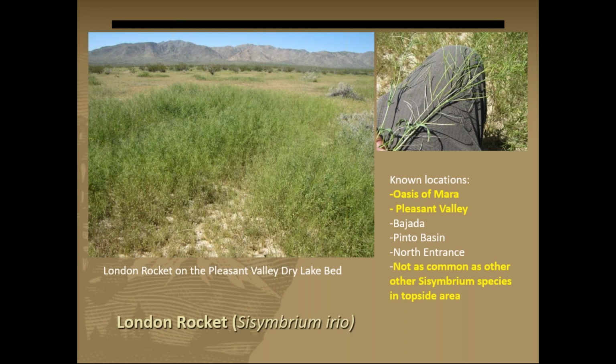One thing is that London Rocket is not that common in the topside area. It is there, but the other species of Sisymbrium are much more common at the higher elevations, in the climbing areas along topside, along Park Boulevard.